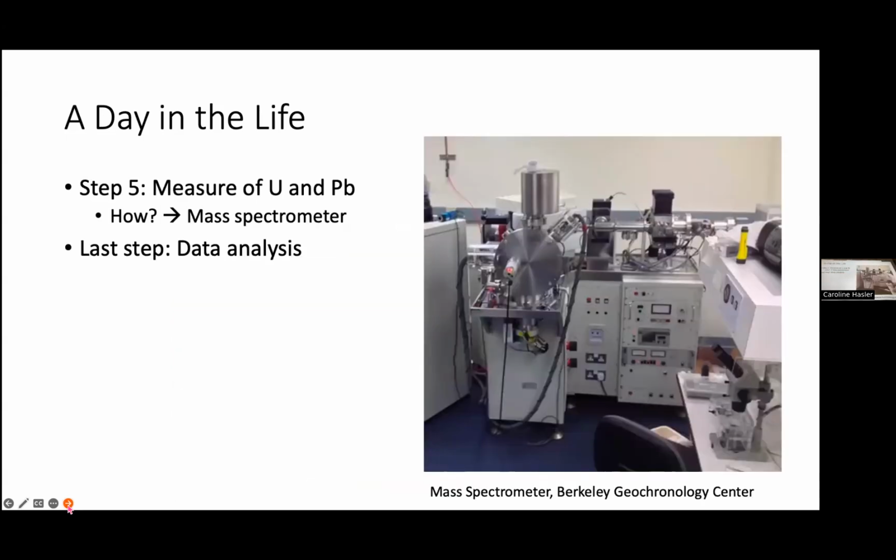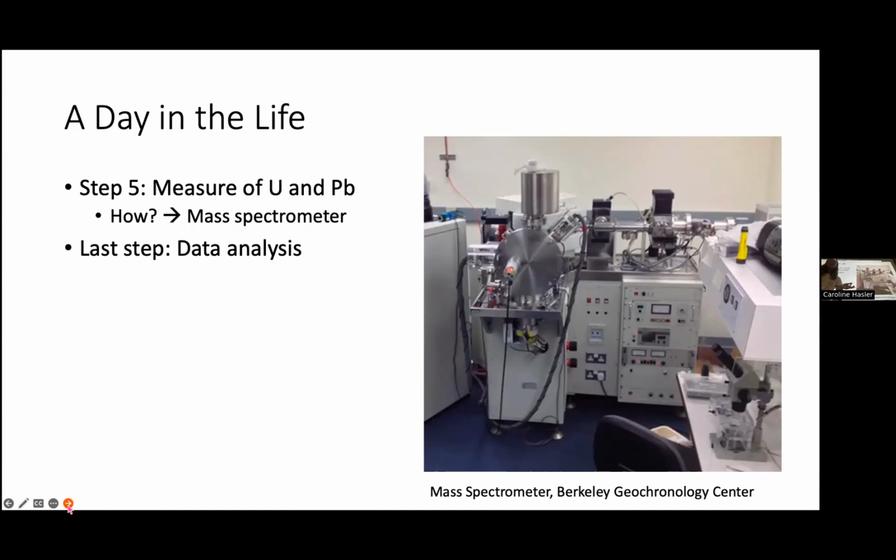Then step 5 is actually measuring the amounts of uranium and lead that are present in the sample. And to do that, we use a mass spectrometer. Here's the one that I use at the Berkeley Geochronology Center. So what you do is you put the sample in this thing here and it vaporizes your dissolved bit of zircon and shoots it through that tube that you can see up there and counts the amount of uranium and lead atoms in the sample. And then the last step is using that information to get the age from the sample.